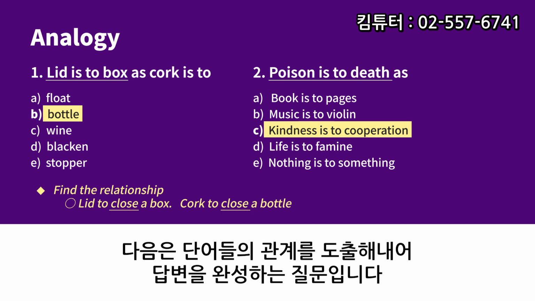There are also questions that ask you to derive the relationship between the words. Lid is to box as cork is to. So to find a relationship, recognize how lid is to close a box and a cork is to close a bottle, and therefore the answer should be bottle. And for the second question, poison is to death as kindness is to cooperation.